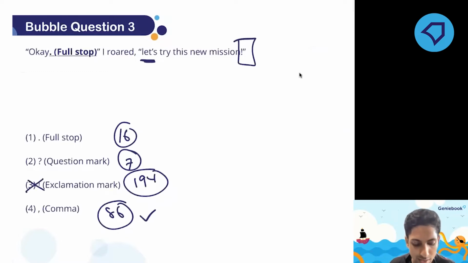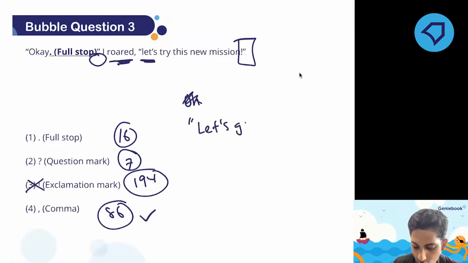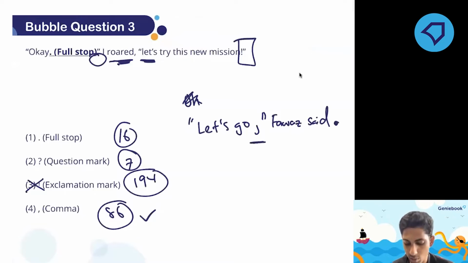Do you know when you write a sentence and you punctuate it with a little bit of something like a description or to say who was speaking, it's not a full sentence yet. Here's another example. Let's go, comma, Fawaz said. Then full stop. See, this is a comma, okay? Oh my god, it looks like a face.